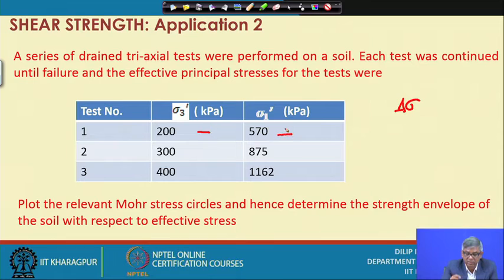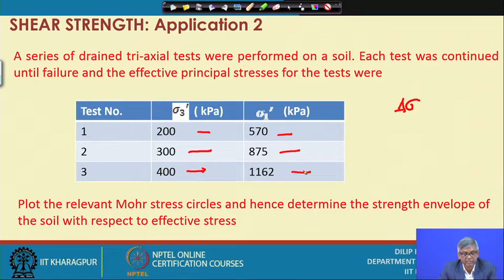So, by the drained test, for 300 the corresponding sigma 1 dash is 570, and this is 300 your confining pressure, and after dissipation of pore pressure obviously, the corresponding sigma 1 dash is 875, and at 400 confining pressure the corresponding is 1162. Plot the relevant Mohr stress circles and hence determine the strength envelope of the soil with respect to effective stress.